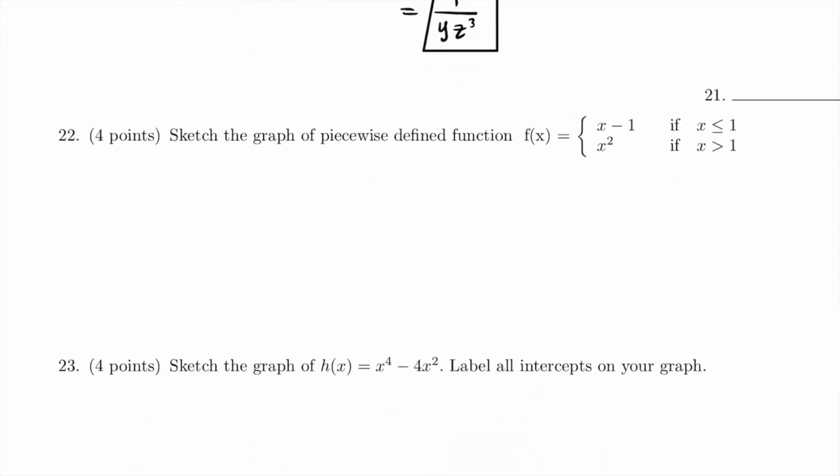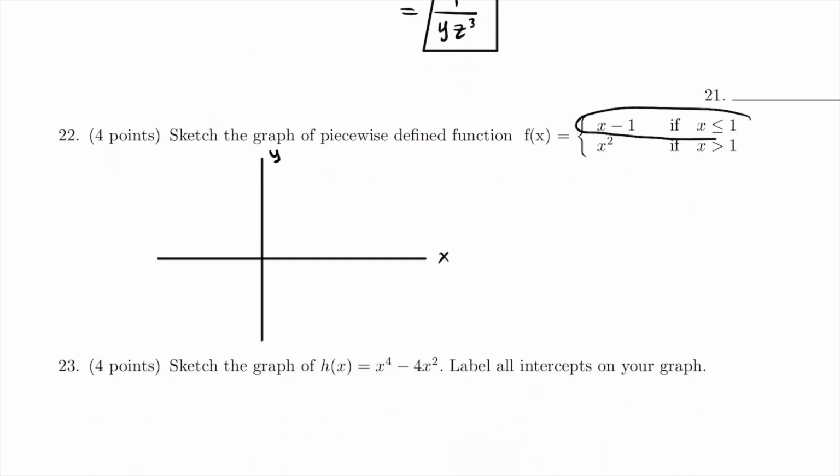For 22, we're going to be graphing this piecewise function. So let's label our xy plane right here. This is our xy plane. And let's focus on this one right here. When x is less than or equal to 1, we have f of x equals x minus 1. So that's a line with slope 1 and y-intercept of -1. So it's in mx plus b form.